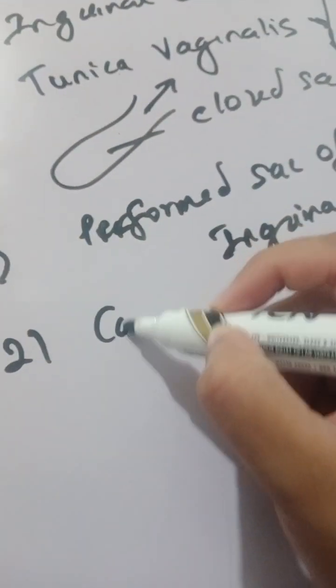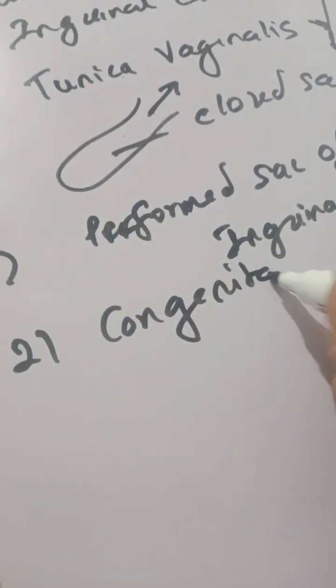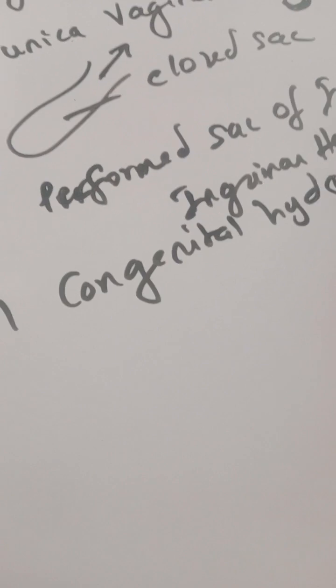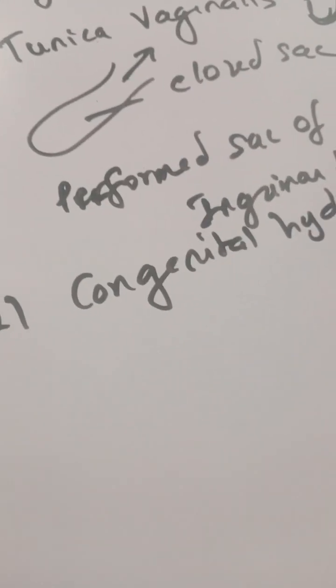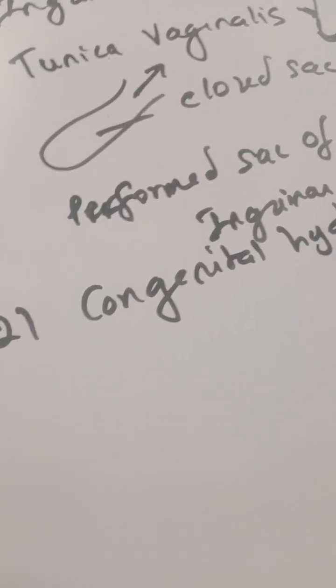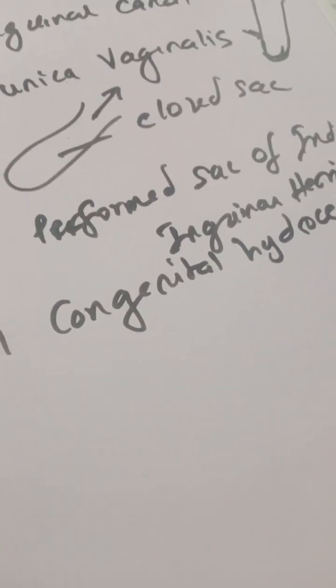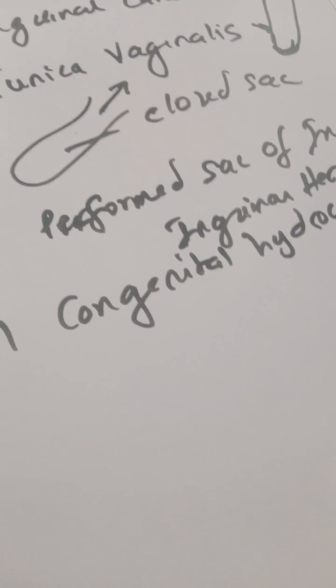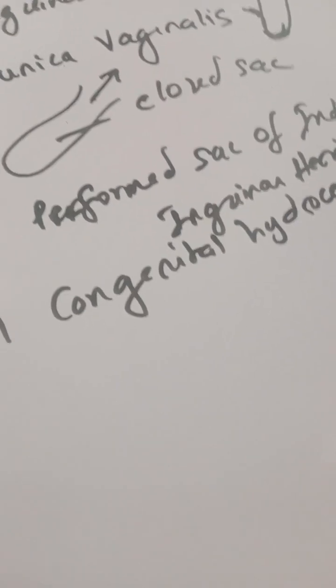Congenital hydrocele. The processus vaginalis becomes narrowed but not obliterated and remains in communication with the abdominal cavity. Peritoneal fluid accumulates in it, forming a hydrocele.